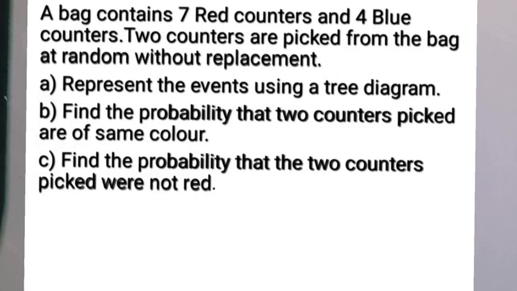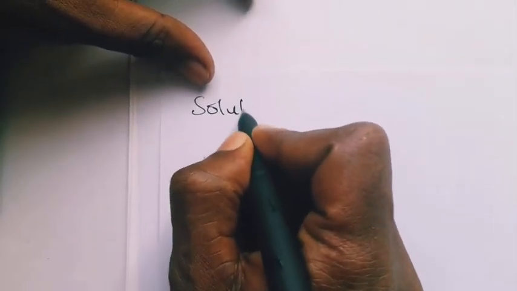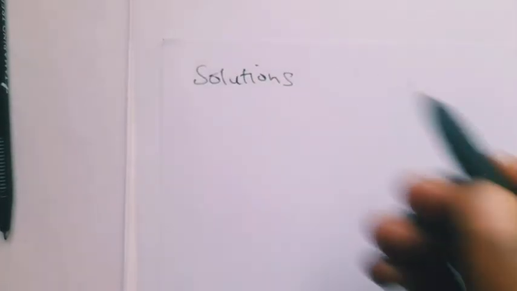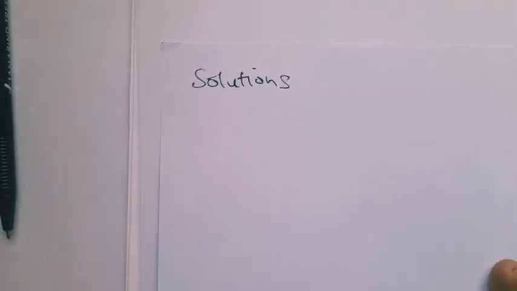So first we get to know that once the counters have been picked, they are not replaced. The 2 counters that are going to be picked, they are not going to be replaced. So it means the bag, in as much as it has counters inside there, they are reducing one after the other. So let's embark on our solution. This is the solution or solutions, because we have part A, part B, and part C.